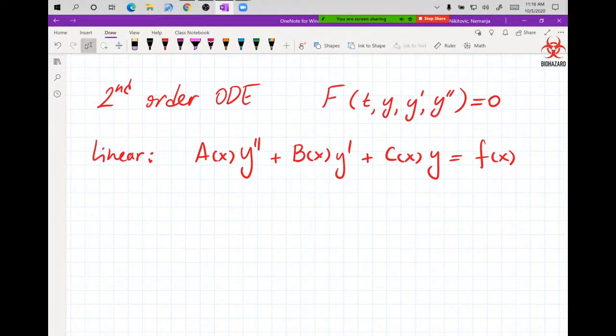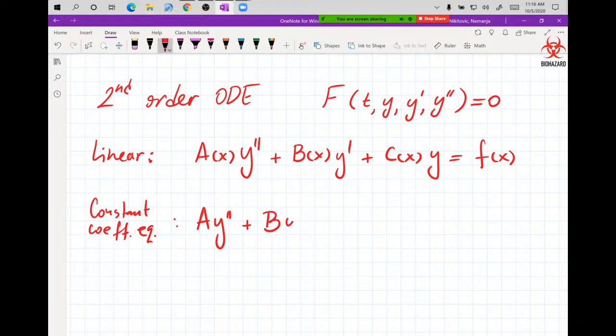And then as a special case, which is the equation that we will use most of the time, is the constant coefficient equation. That one is just going to be a number in front of y double prime and then a number in front of y prime and a number in front of y. Those are constants. So we just have the constants equal, and then you can have your forcing term on the other side.